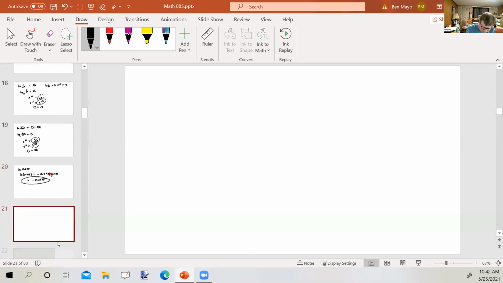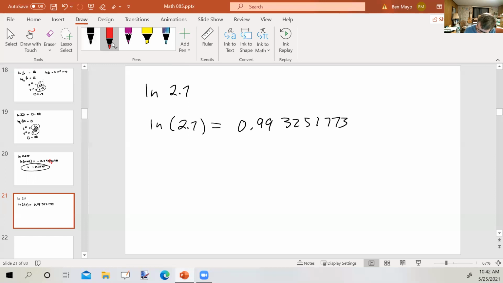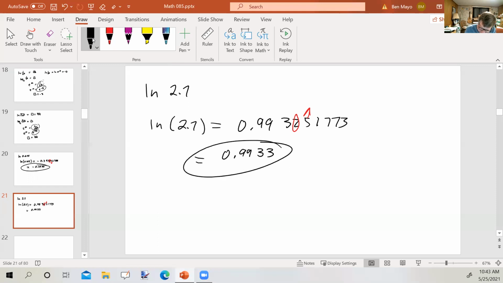And let's take another one, the natural log of 2.7. So on our calculator, natural log 2.7, close it up, equals 0.993251773, rounding to 4 places. The 5 is going to round up. So we're going to get 0.9933. Okay.